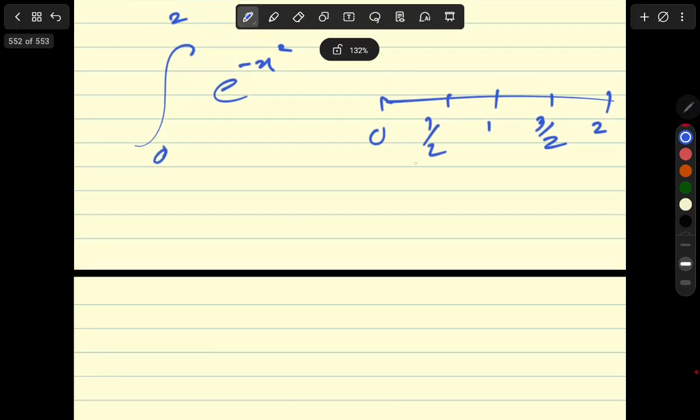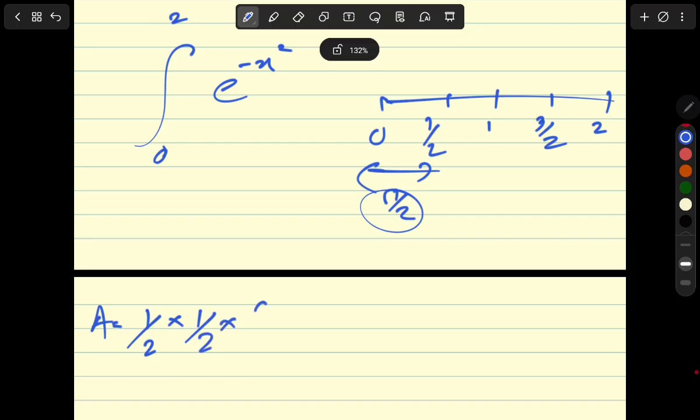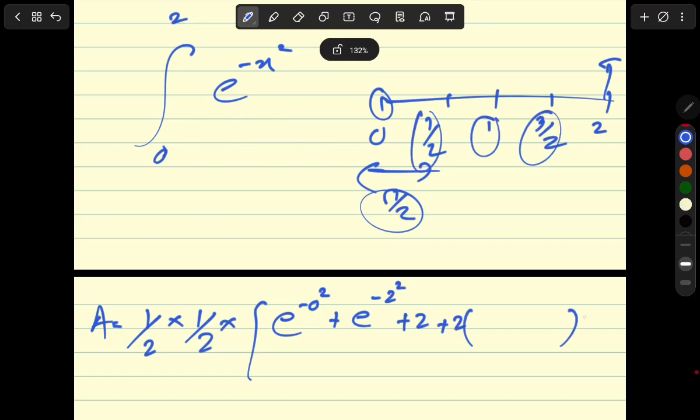So your h is going to be equal to half. So the area is going to be equal to half into height, which is half, into the sum of parallel sides. So this one, e to the power of minus 0 squared, is going to be counted once. This ordinate, the y value, is going to be counted once. Minus 2 squared is going to be counted once. And all the rest of them are going to be counted twice, right? So this one is going to be e to the power of minus half squared plus e to the power of minus 1 squared plus e to the power of minus 3 upon 2 squared, right?